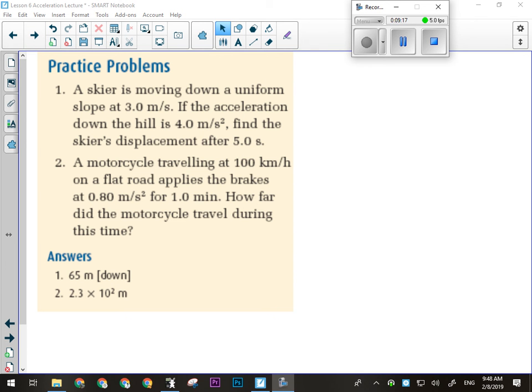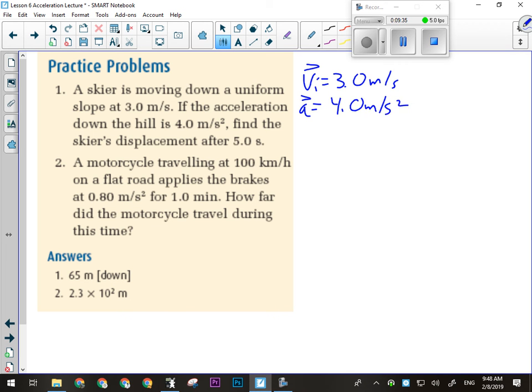So for question number 1, we're told the skier is moving down a uniform slope at 3.0 meters per second. So that would be our initial speed, our initial velocity in this case, downhill, right? If the acceleration down the hill is 4 meters per second squared, and we'll write downhill here as well, we want to find the displacement after 5 seconds. So do I need to manipulate this formula at all, or can I just plug in? I'm looking for D, so I can just plug in, no manipulation required here.